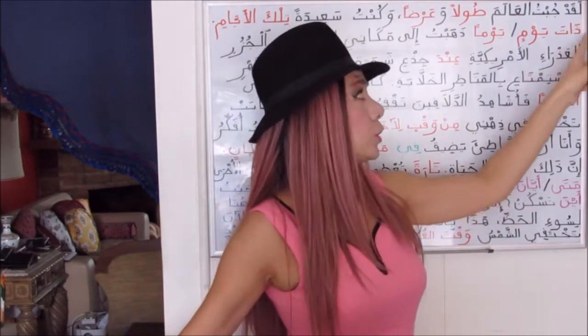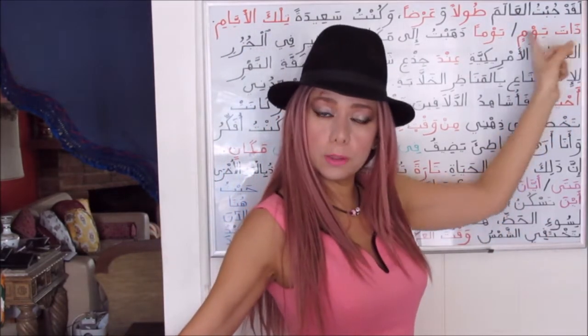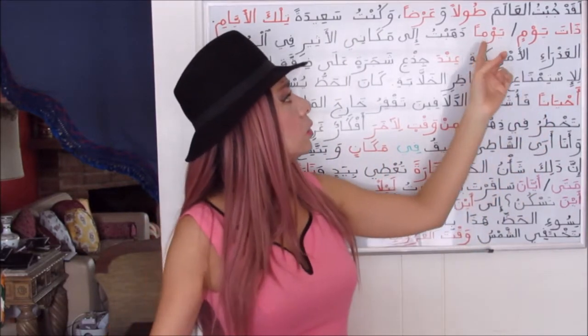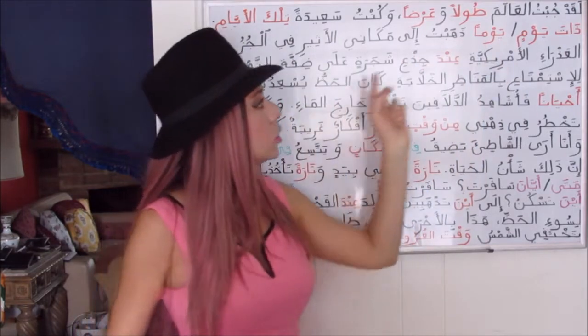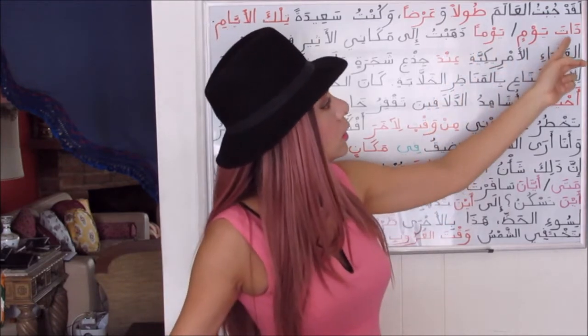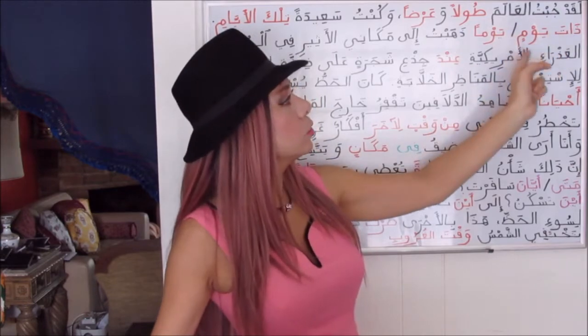Here don't try to translate word for word. ذات يوم is just one expression. One day. Alright? Or يوما. So here it is in the accusative with double فتحة, or ذات with فتحة and the second term يوم in the genitive.